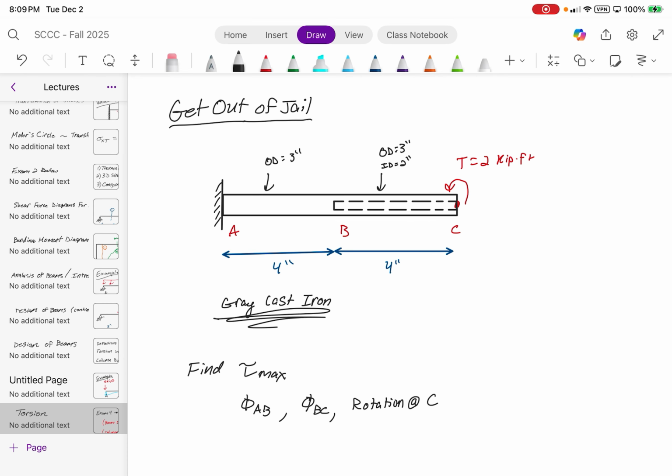Mike, you got it? I'm trying to find out how to find the rotation. Let me ask this. What do you get for the max shear stress? It's not that good. Okay, well, I don't know if that's right. How did we calculate it?